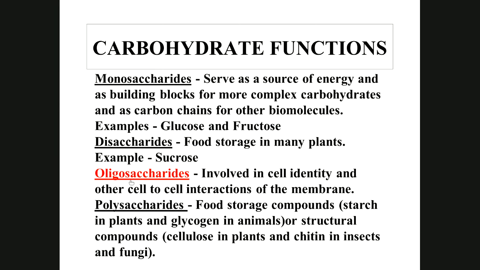Oligosaccharides. Oligo means few. So this has a few branches. It's a chain of monosaccharides, but they have a few branches, involved in cell identity and other cell-to-cell interactions of the membrane. On the surface of your cell, they give you your cell identity for things like your blood type. They give you your cell identity for things like organ transplants. Different people have different oligosaccharides, and you have to find somebody that has enough that are similar to yours in order for an organ transplant to even be achievable.